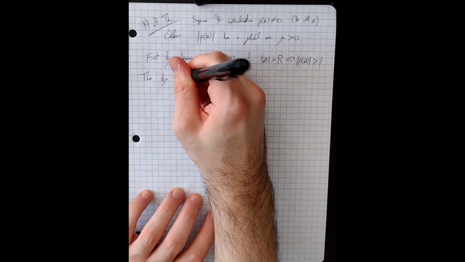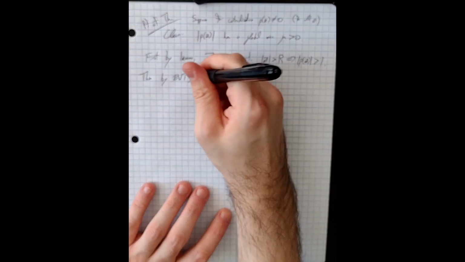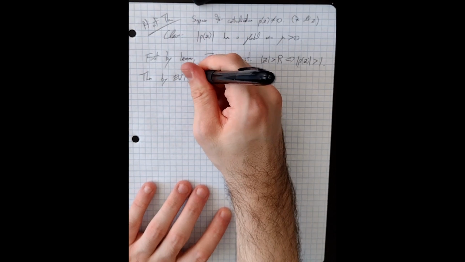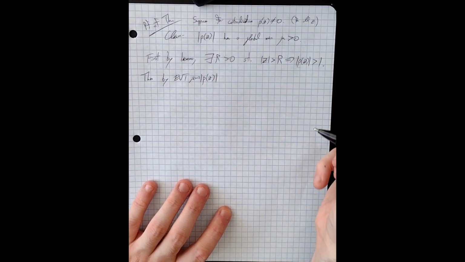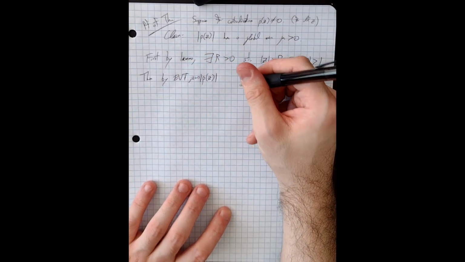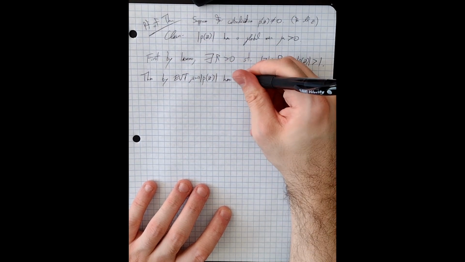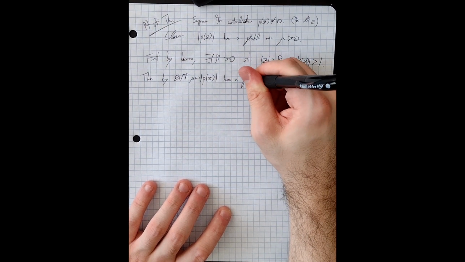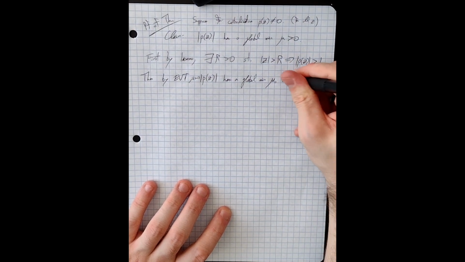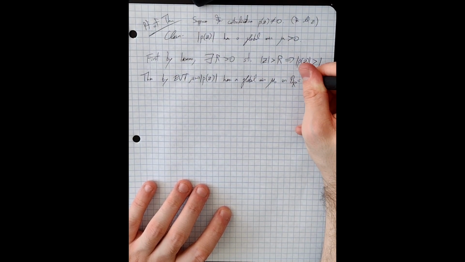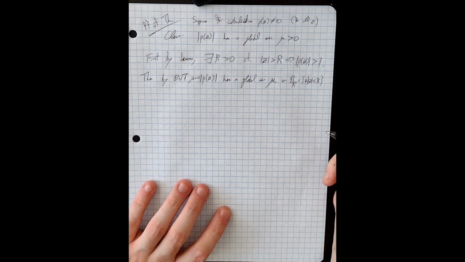Then by the extreme value theorem, the function z maps to the magnitude of p of z. This is a composite of continuous functions, so it's continuous. This function is continuous, so it has a global minimum, call it mu naught, on the ball of radius r. So these are all points at distance at most r away from the origin.